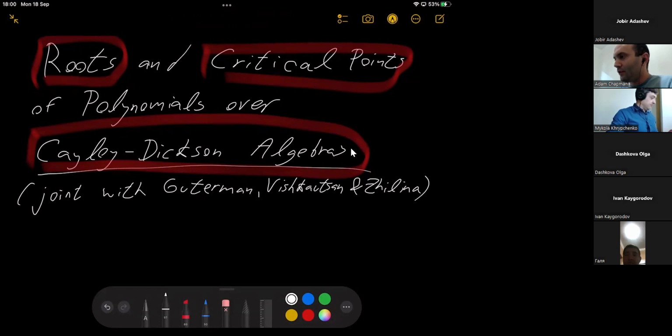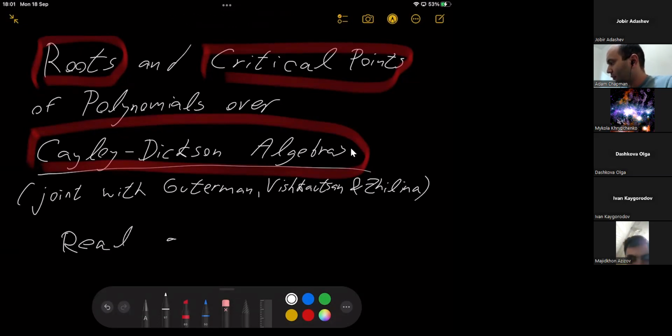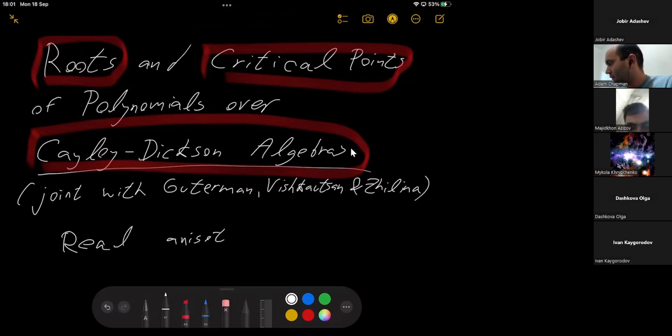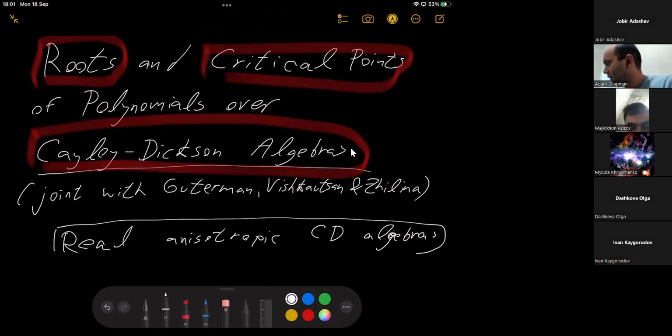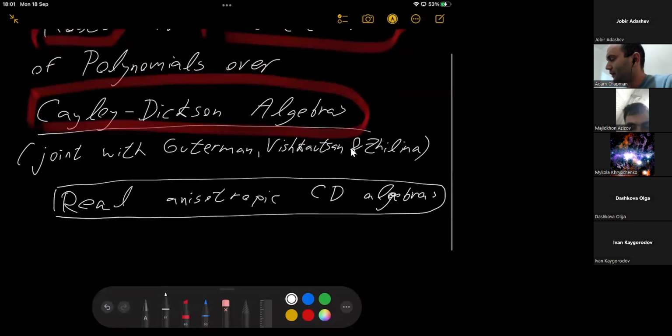So before I start, I should stress that I'm going to talk about only real anisotropic Cayley-Dickson algebras. So what do I mean by that? I mean Cayley-Dickson algebras whose norm forms are anisotropic and they're all constructed over the reals. So the field of real numbers is the center of these algebras.